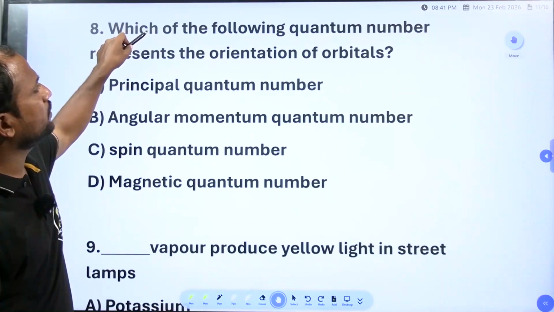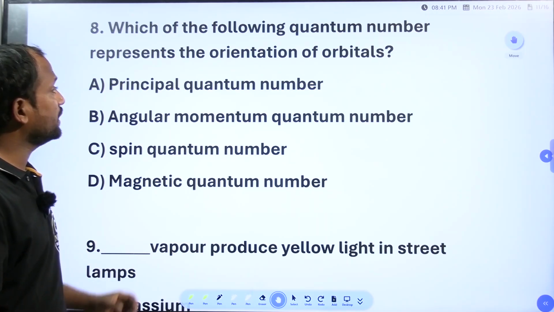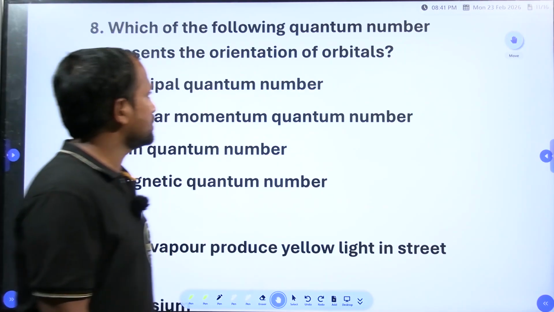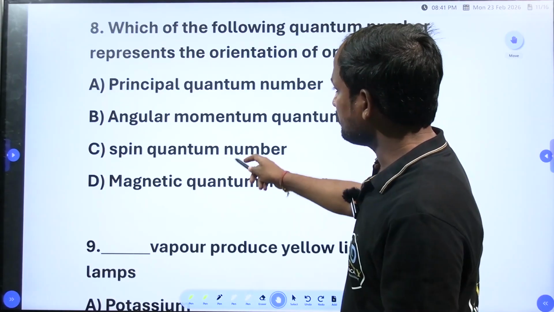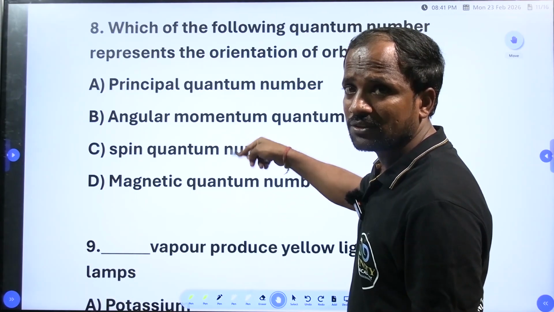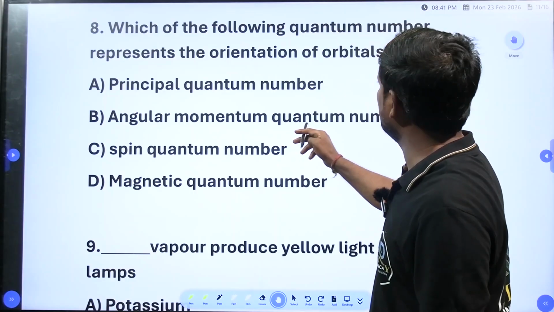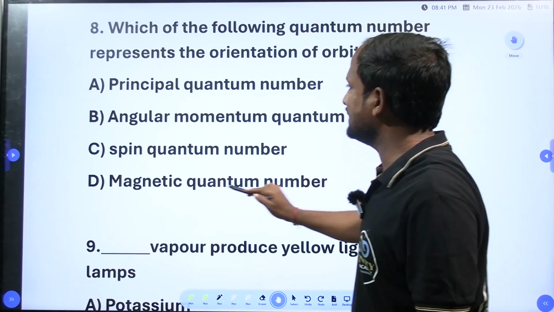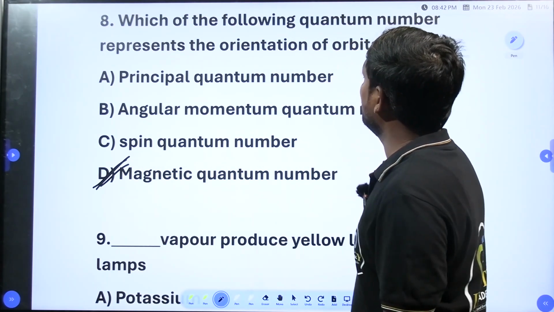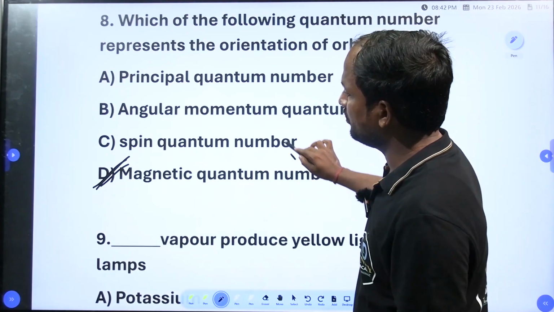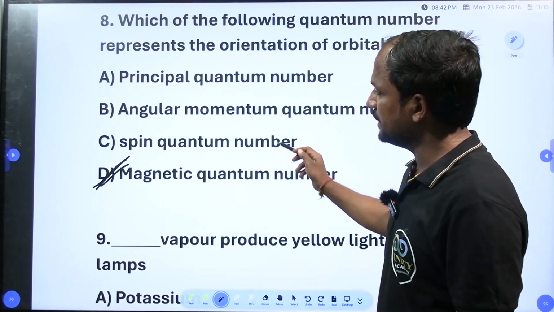Which of the following quantum numbers represents the orientation of orbitals? Okay? Orientation of the orbitals. The principal quantum number gives size and shape. The spin quantum number represents in which direction the electron is revolving. The angular momentum quantum number belongs to subshells. The magnetic quantum number represents the orientation of orbitals. Okay? Clear?